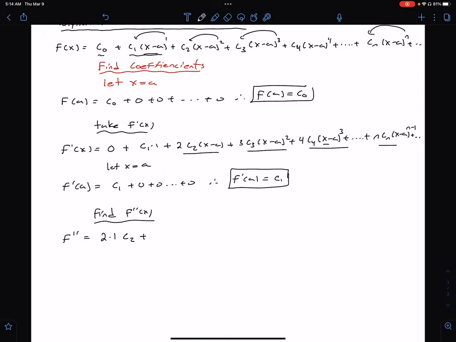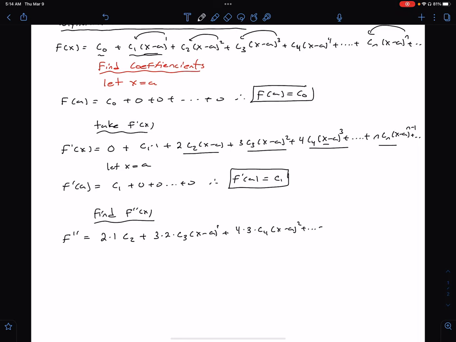Plus our derivative over here, bring down our 2. We're going to get 3 times 2 this time. So we get 3 times 2 times C3, and we get x minus a to the first. And I just keep going. The next one is 4 times, and over here, bring down that 3, so we get 4 times 3 times C4, x minus a squared.